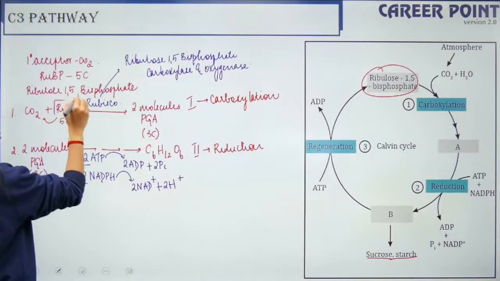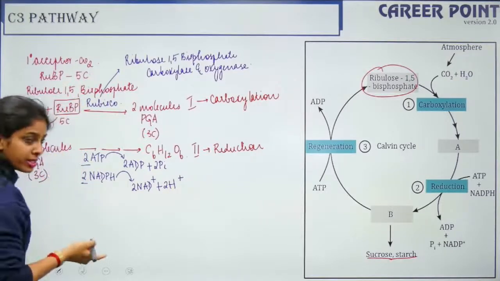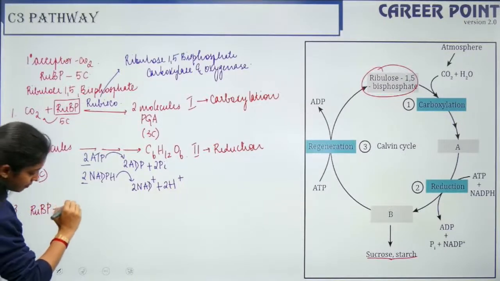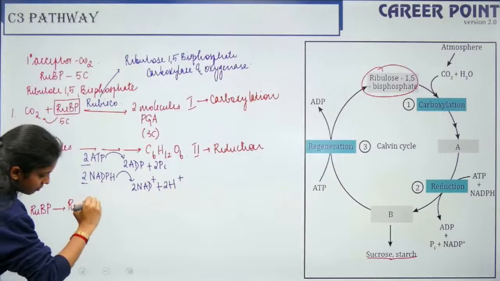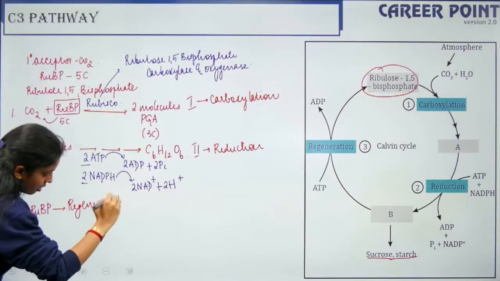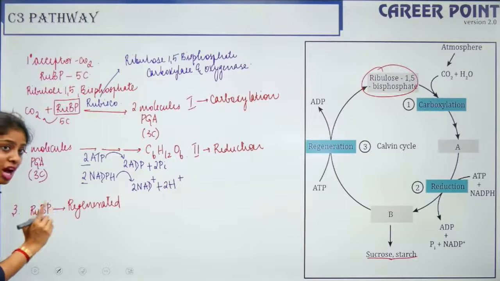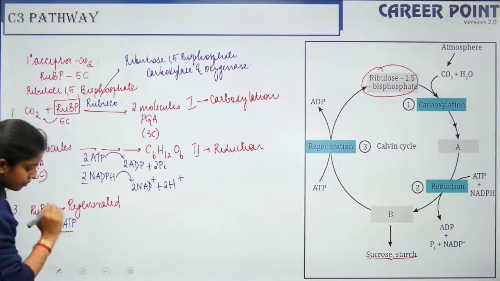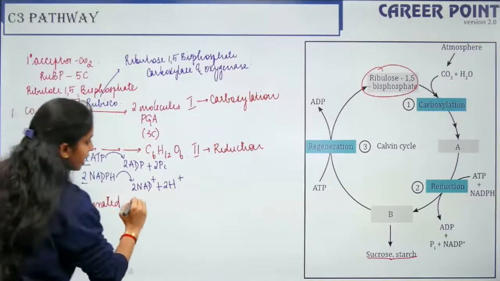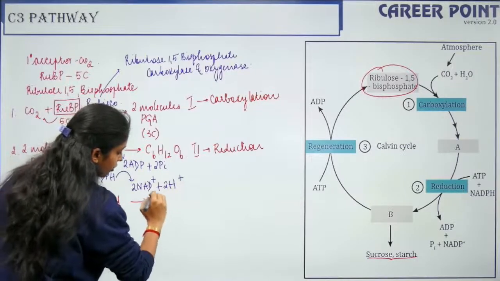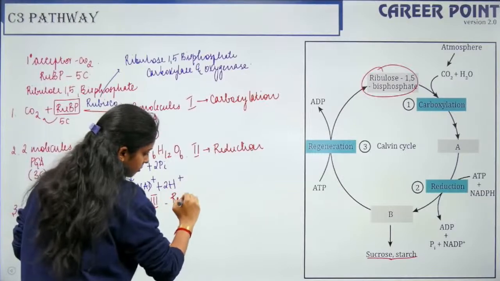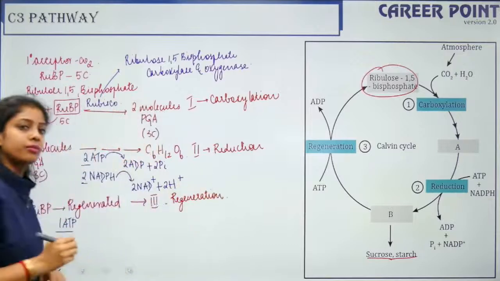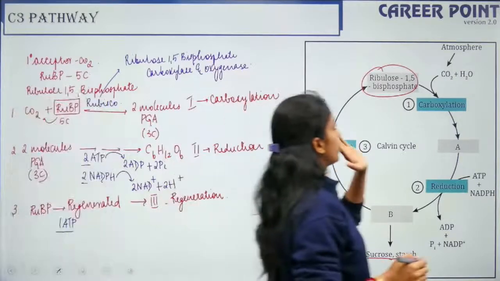So this RuBP has to be regenerated. So the RuBP here is regenerated. This regeneration of RuBP requires 1 ATP. So this is step 3, that is your regeneration. Fine.